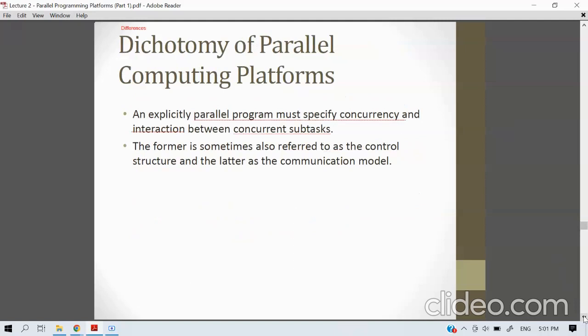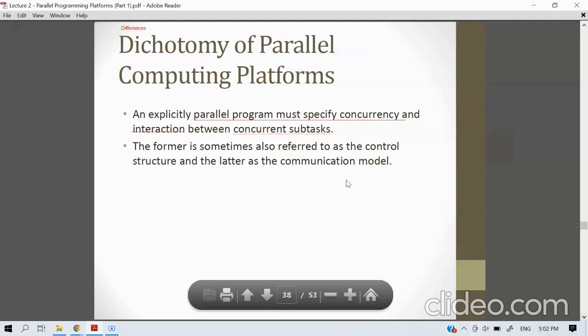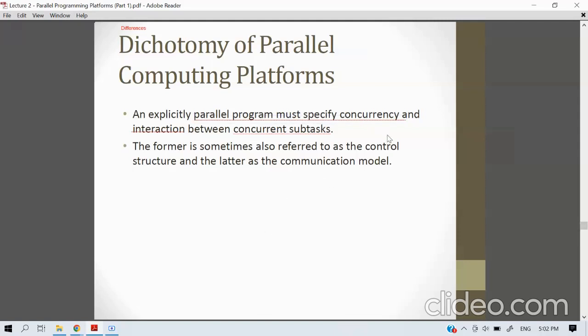Right. So next is the dichotomy of parallel computing platforms. Dichotomy is also known as differences. So we want to look at the types of models that can be implemented to apply parallel computing. An explicitly parallel program must specify concurrency and interaction between concurrent subtasks. This is the concept that we need to know that is related to parallel computing.